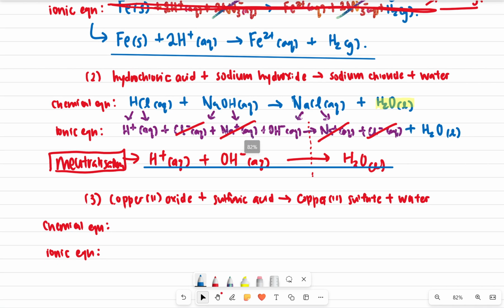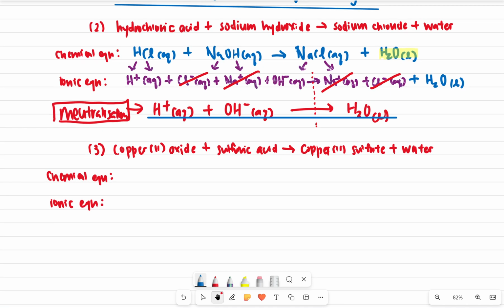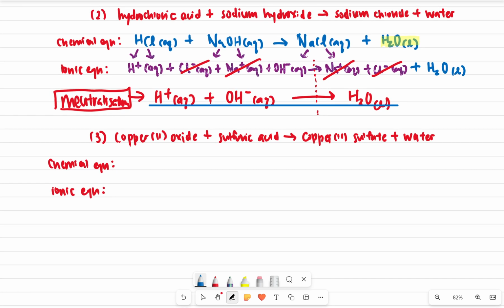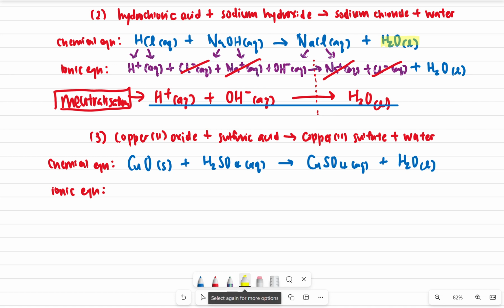Okay, let's do one last question. Copper(II) oxide plus sulfuric acid gives me copper(II) sulfate plus water. Now copper(II) oxide is CuO in the solid state. Sulfuric acid is H2SO4 aqueous. Copper(II) sulfate is CuSO4, in aqueous state. And water is H2O in the liquid state. So I cannot change solid, I cannot change liquid, I can only split out aqueous.